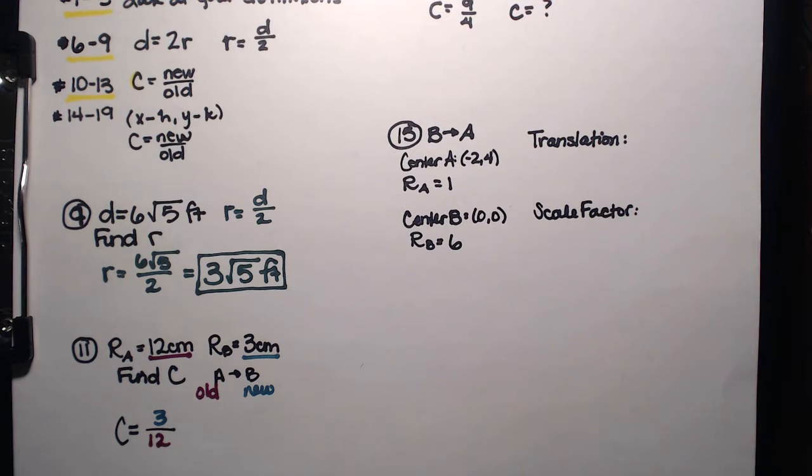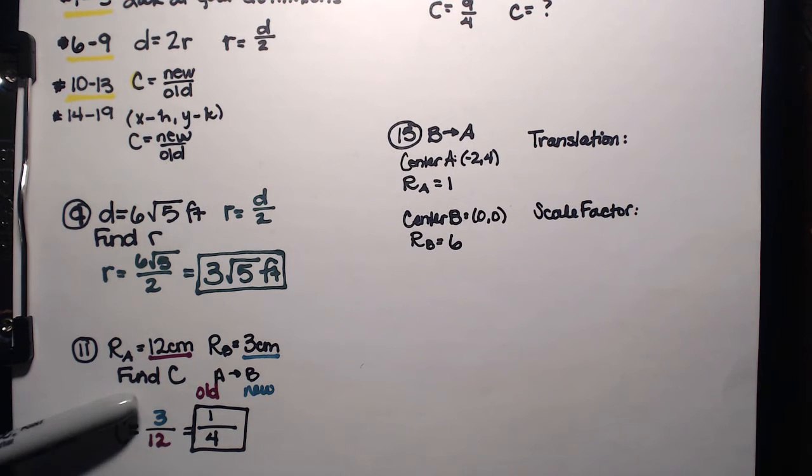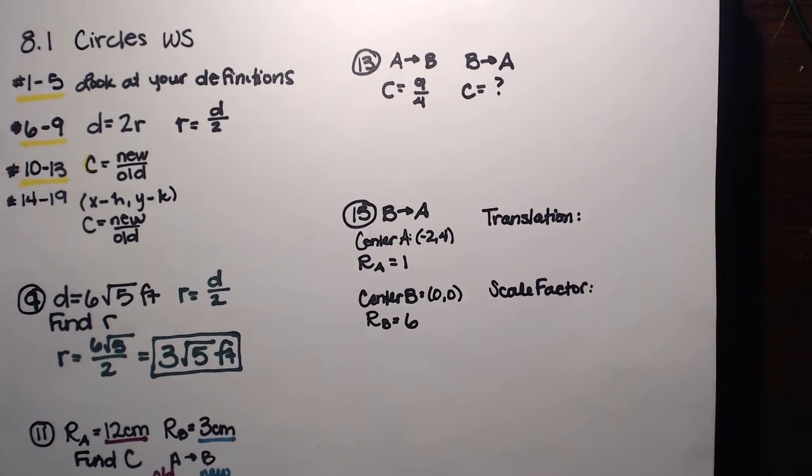Now, when I'm doing this, I don't get 4 because the larger number's in the denominator. So I'm going to reduce both of these terms by 3. 3 divided by 3 is 1. 12 divided by 3 is 4. So the scale factor is 1/4. Make sure you're watching where your numbers are in regards to the numerator at the top and the denominator at the bottom. Okay, then I'm going to look at 13.